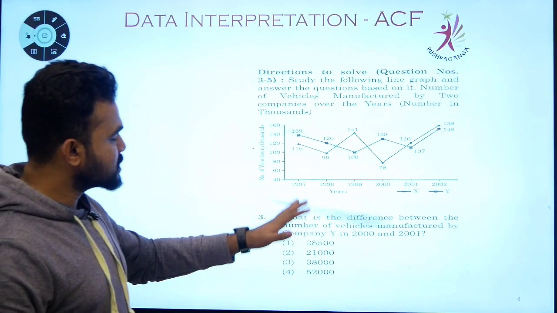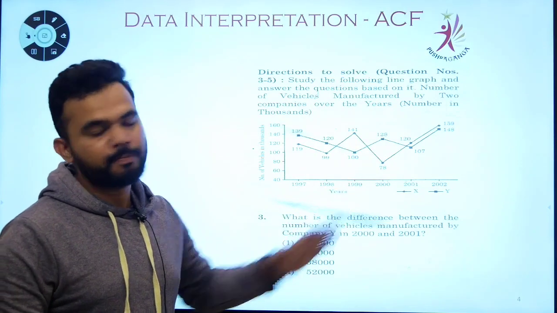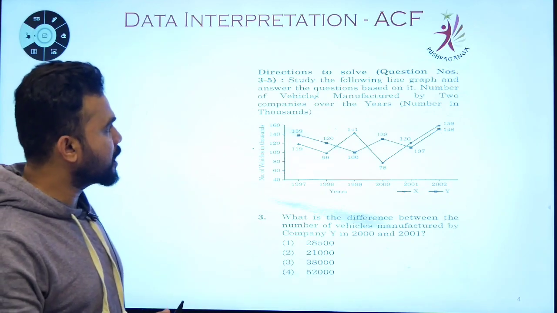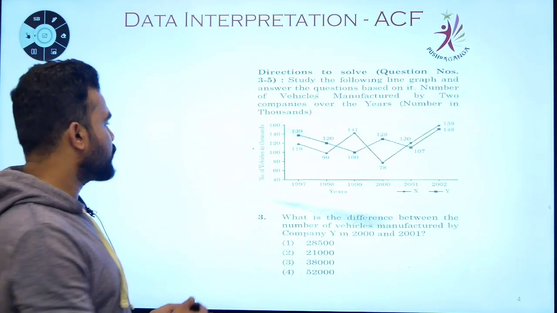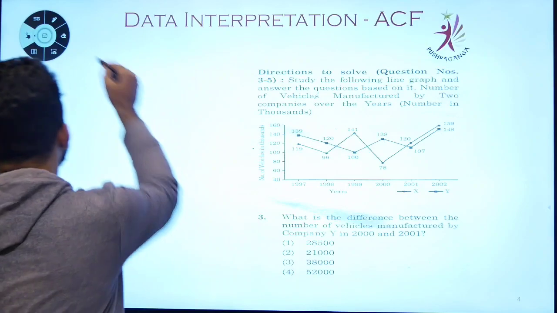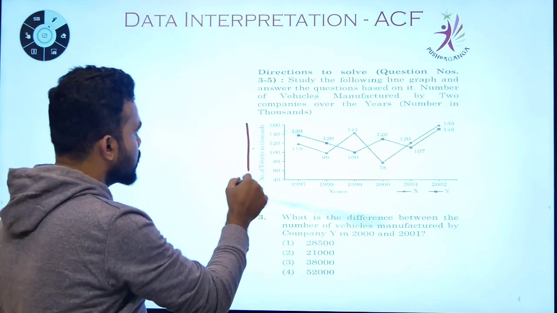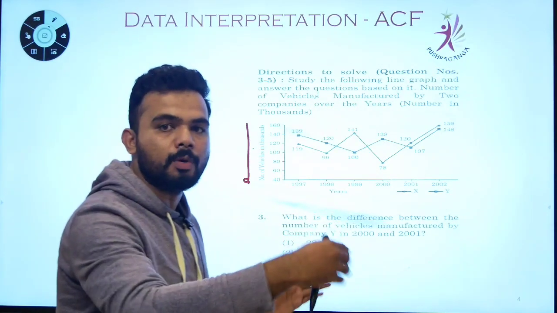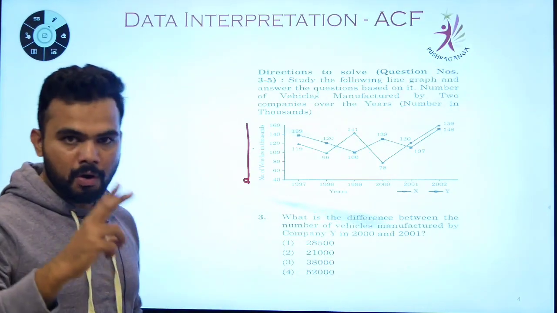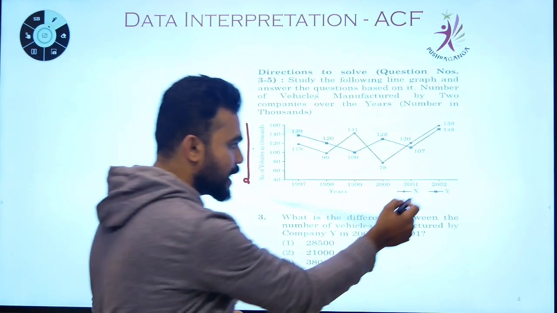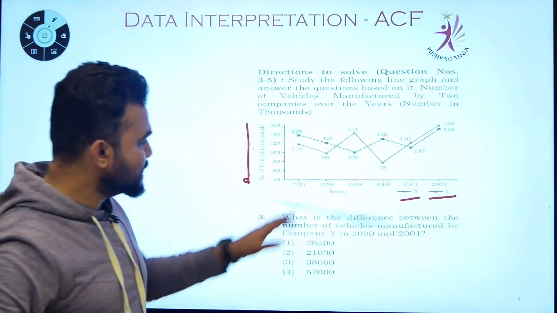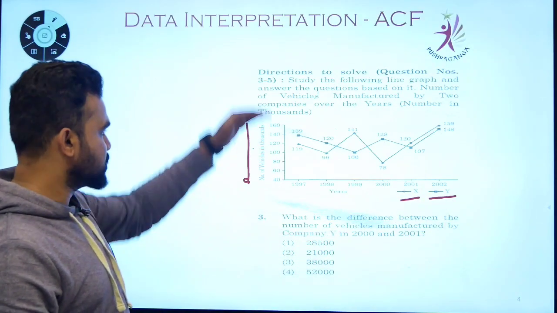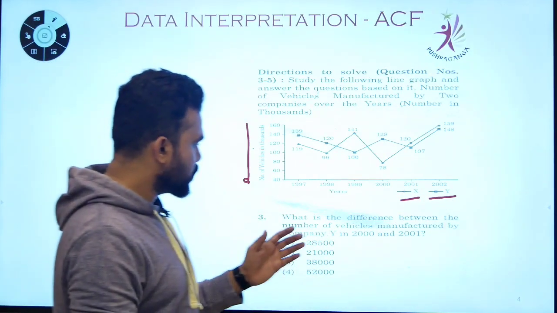Now this is a question based on a line graph. Study the following line graph and answer the questions based on it. Here we have the number of vehicles manufactured in different years by two companies, company X and company Y. The years run from 1997 to 2002, and the manufacturing is mentioned in thousands. Here's the first question.